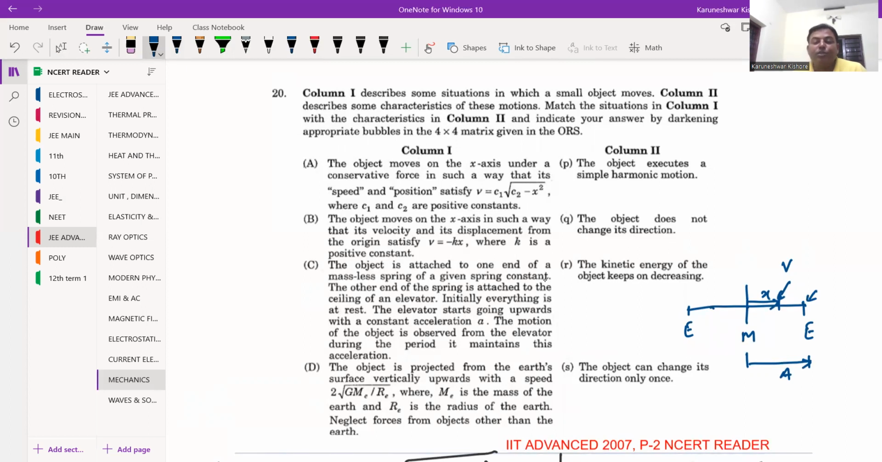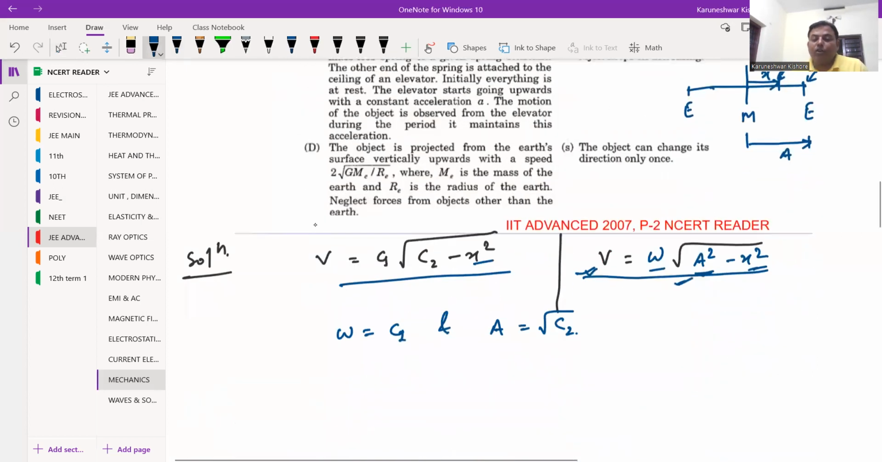At the extreme position, the speed will be 0. But after the extreme position, if it is moving towards the mean position, the speed will start increasing again. So this option is also not correct. The object can change its direction only once. So for option A, we have only the P column to be matched here.